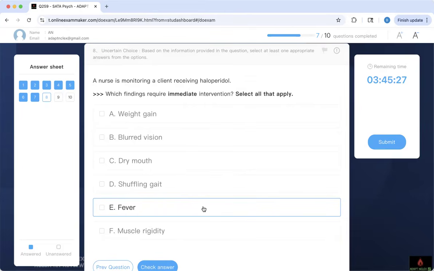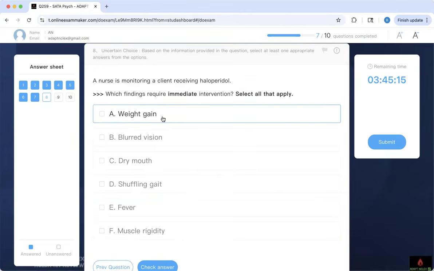Side effects of the antipsychotic. But which one requires immediate intervention? All of them are bad. We don't want them to occur in the patient. You pick your answer, you select yours. I know which one you're going to pick. I know you're not going to pick weight gain because that's expected. It does not require immediate intervention.